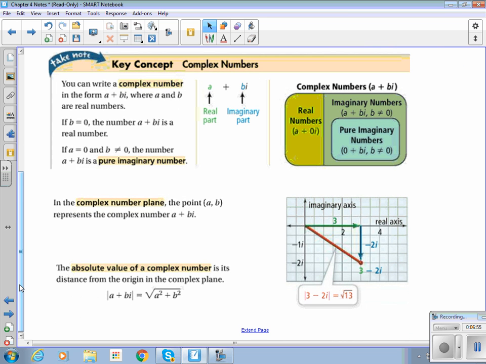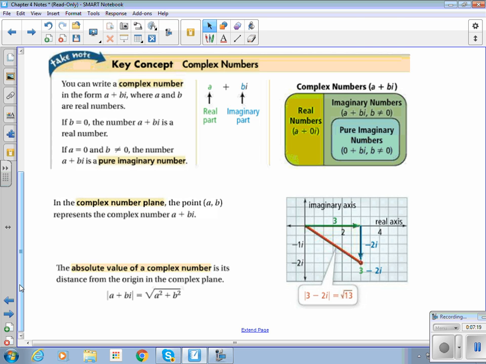So the x-axis is going to be the real axis, and the imaginary axis is going to be where we would normally have our y's. So we can actually plot a complex number. We just go over a units, up b units. The absolute value of a complex number is the distance from the origin.